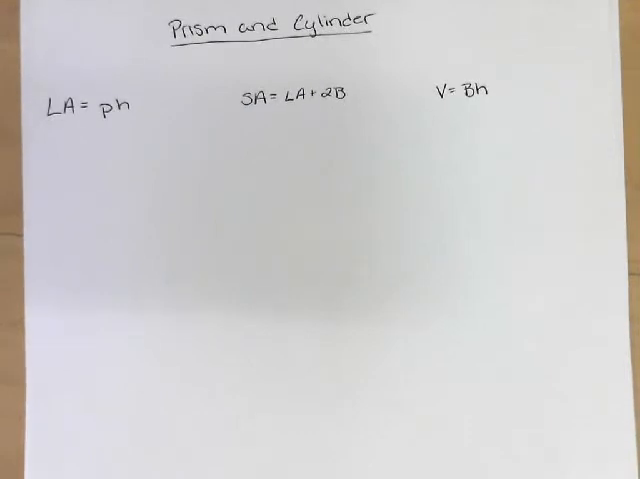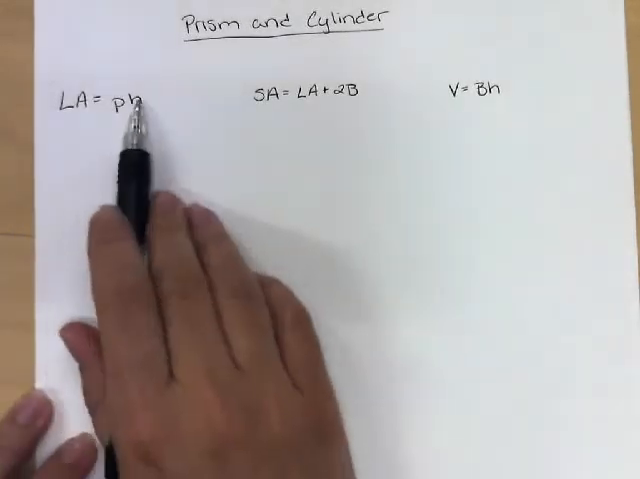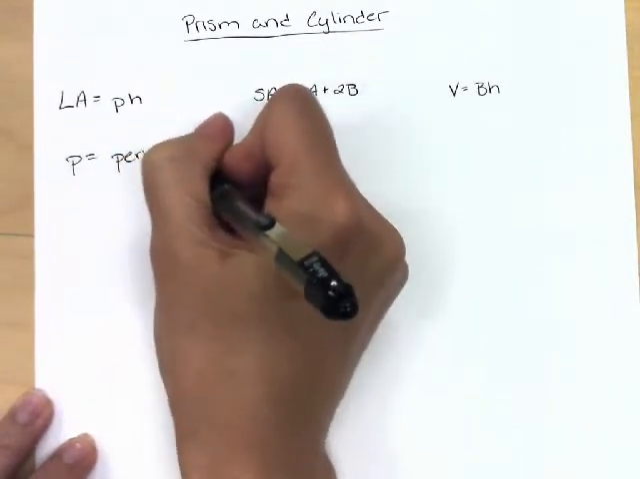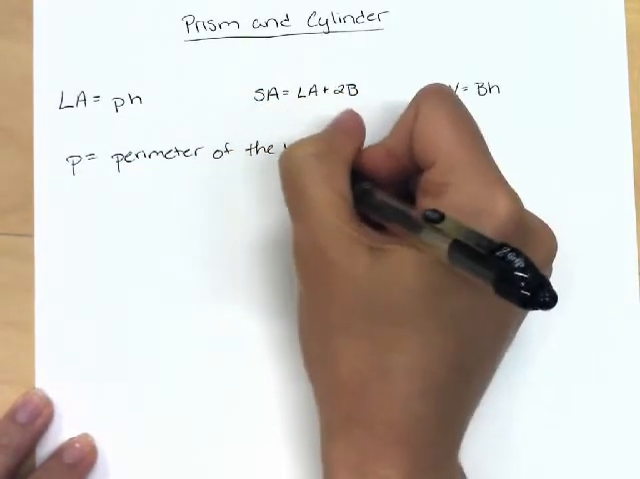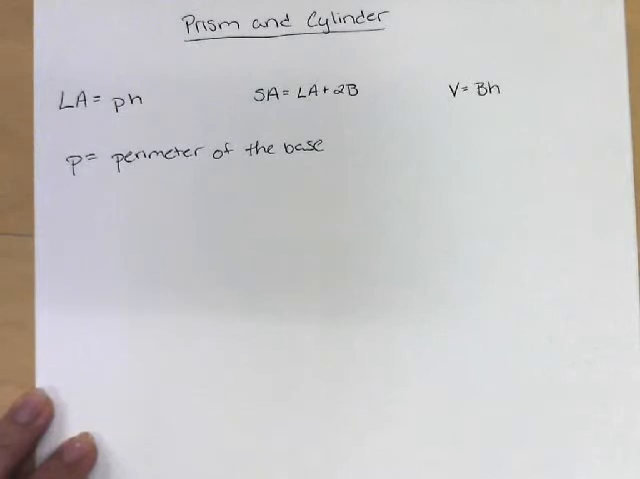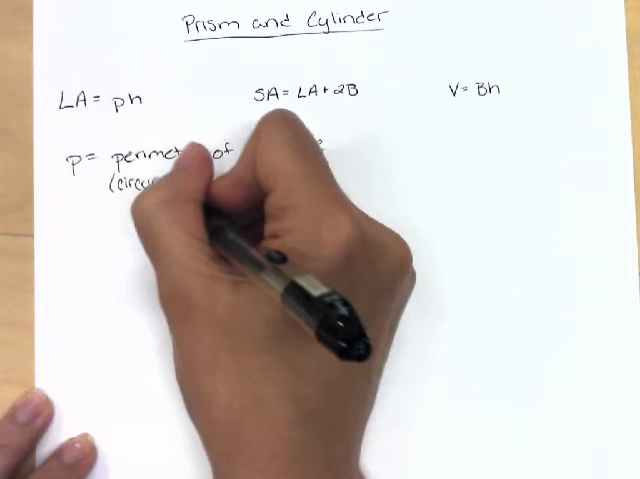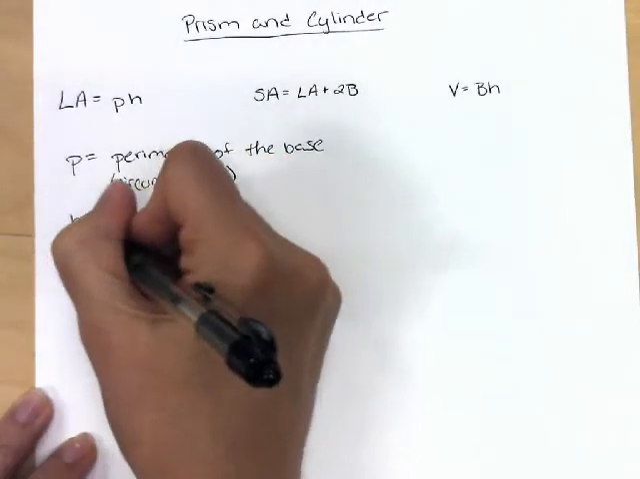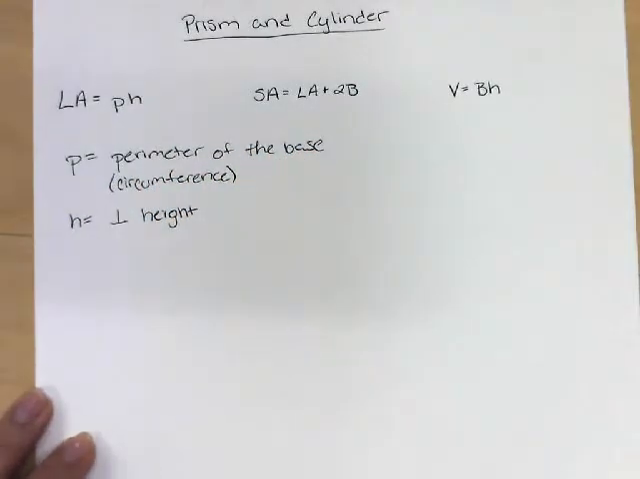And these are your formulas. We're going to label some different parts here. So the lateral area formula, P times H. This P is the perimeter of the base. Sometimes that perimeter, if it's circular, is called the circumference. And the H just represents that perpendicular height. That's a term we've worked with before.